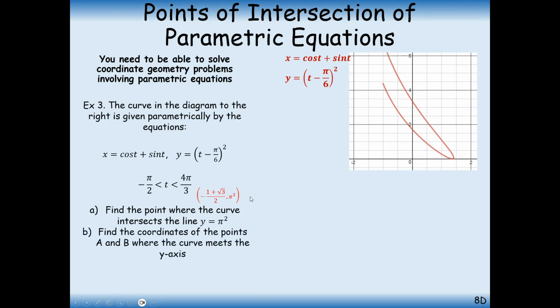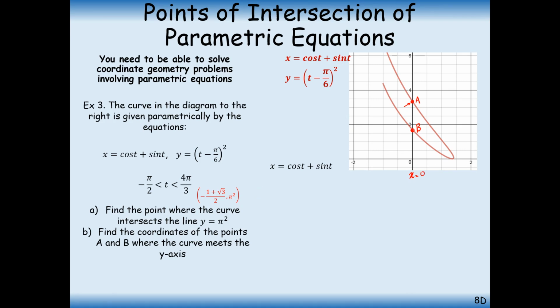Okay, so in the final section of this example, we were asked to calculate the coordinates of points A and B where the graph meets the y-axis. Now A and B are up here. So these two points are what we need to find the coordinates for. Obviously, what's the x value for A and B? Because it's on the y-axis, the x value is 0.